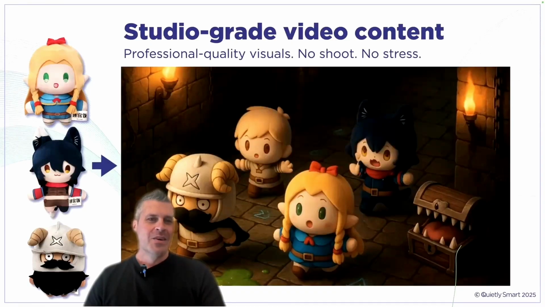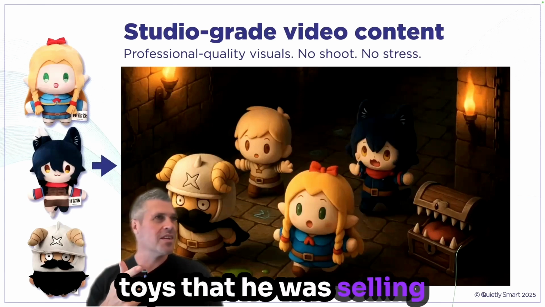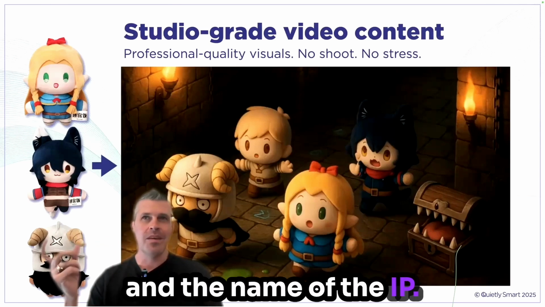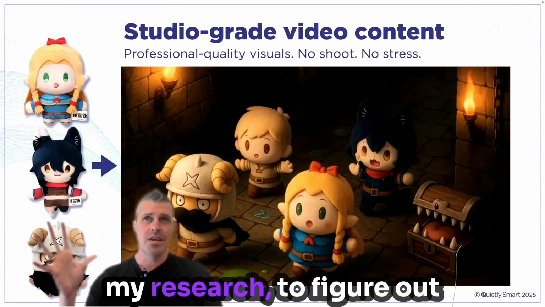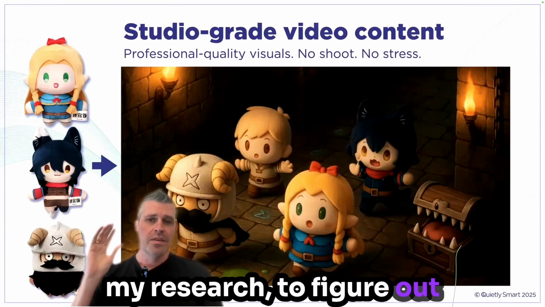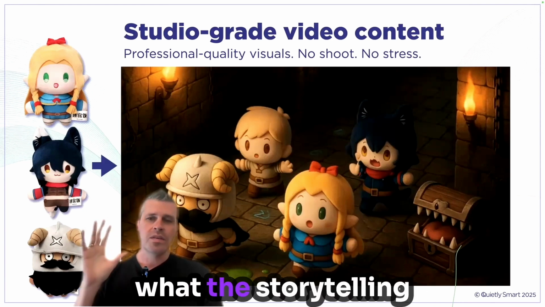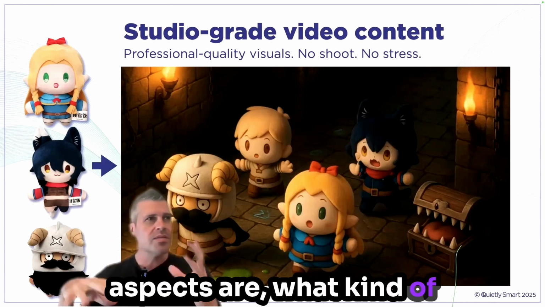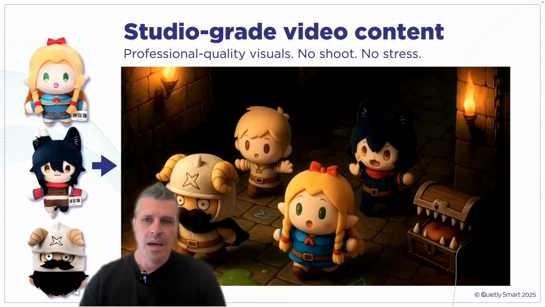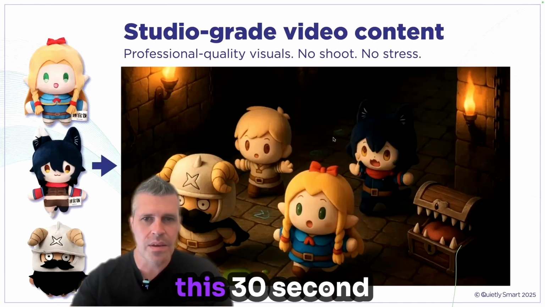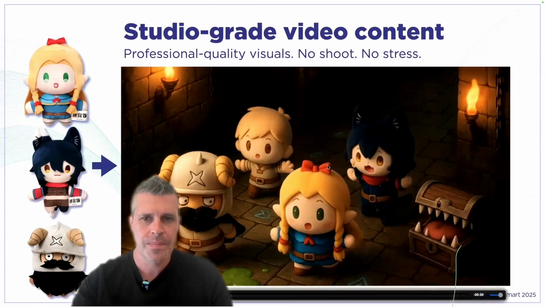So all I had was the product images of the plush toys that he was selling and the name of the IP. I used ChatGPT to do my research, to figure out what this brand was, who these characters were, what the storytelling aspects were, what kind of situations the characters would find themselves in, and stuff like that. And I made this 30-second demo ad for him.